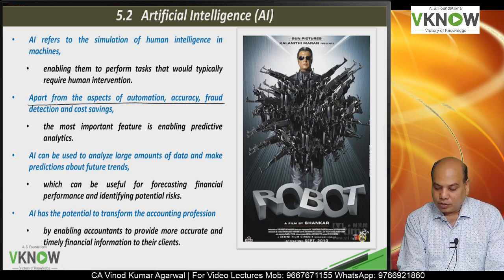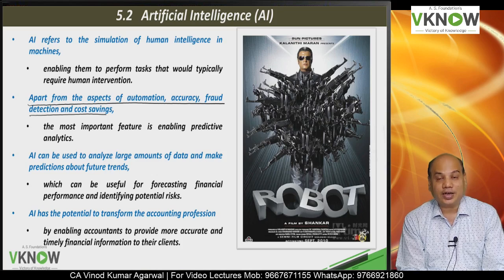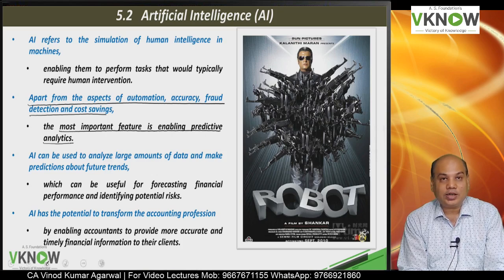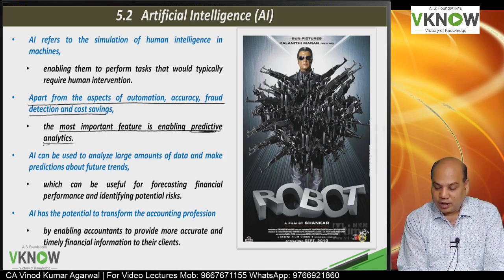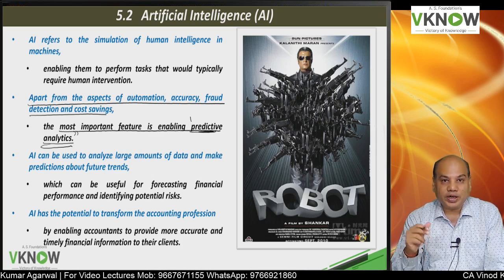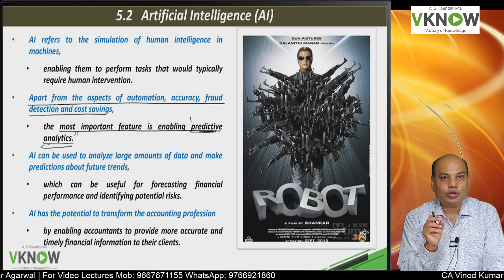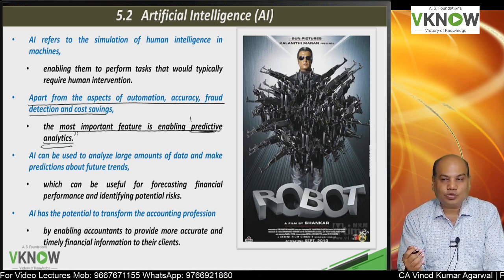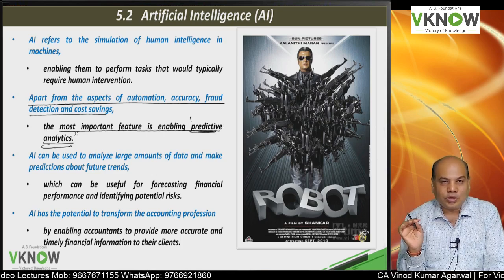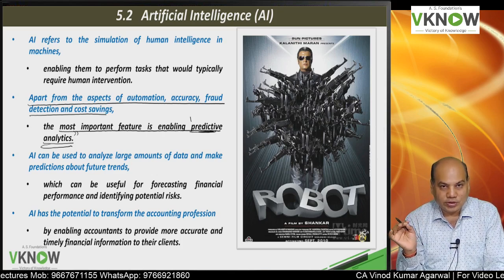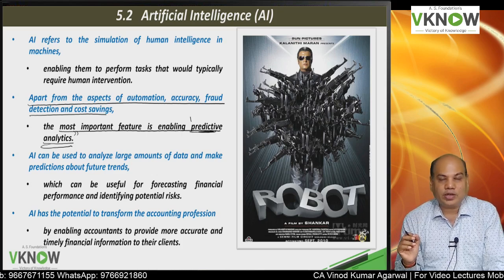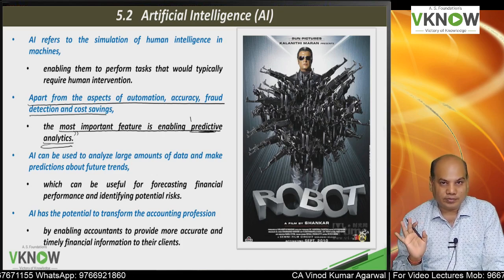Apart from the aspects of automation, accuracy, fraud detection and cost saving, the most important feature is enabling predictive analytics. Predictive analytics means they can also predict what the customer is going to order next, what he likes, what he doesn't like. So over a period of time, based on the behavior of the users, they are able to understand his mindset and predict what he will want. According to that, they will offer him.